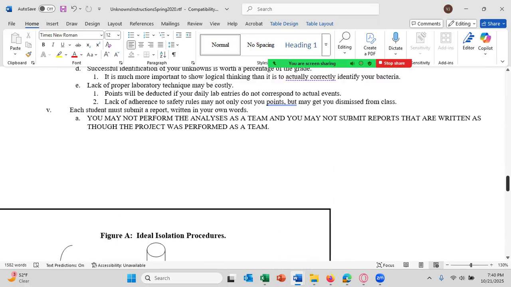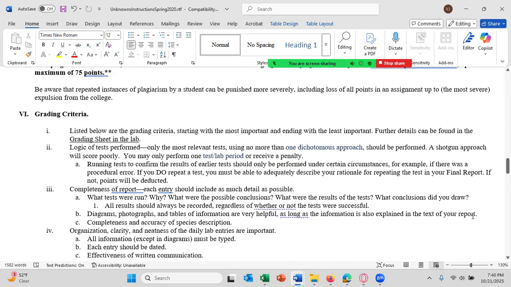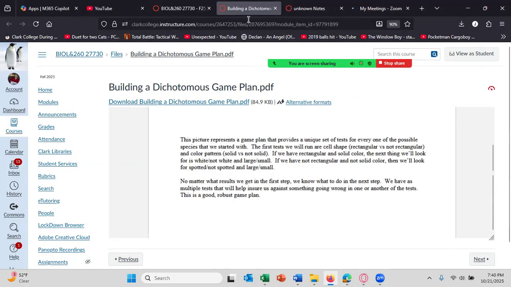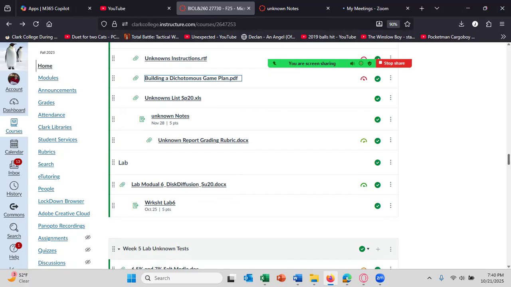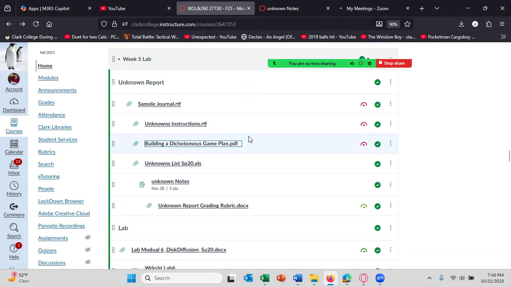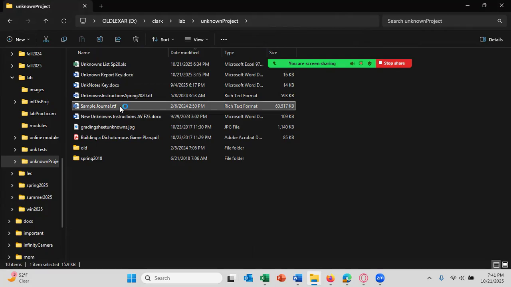All right. One more thing to talk about, and that is an example. The sample journal is an example of a lab report. I'm going to use it from my document because it'll be displaying better and easier to see.